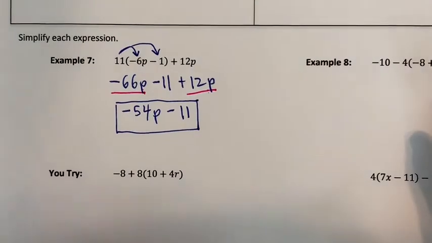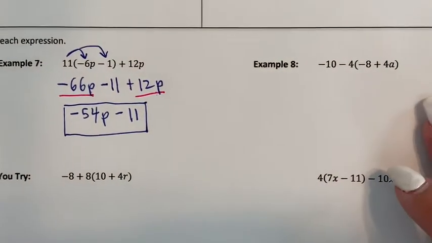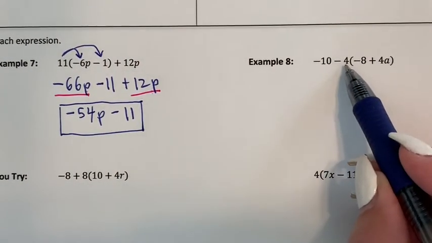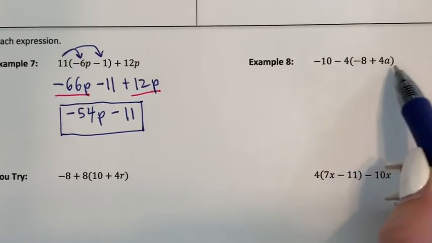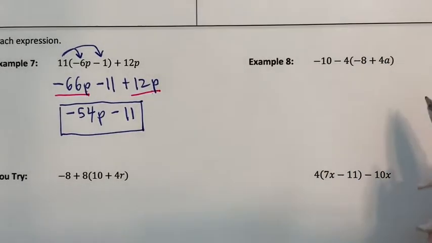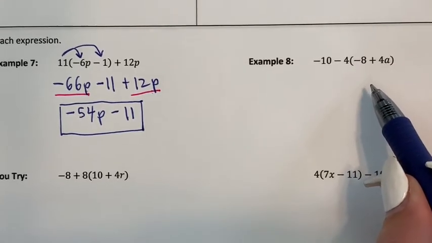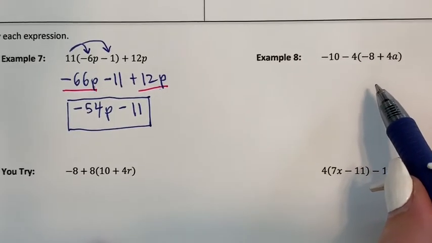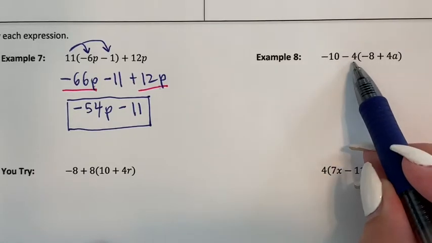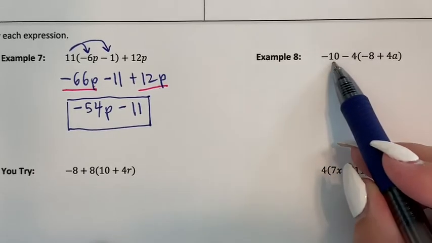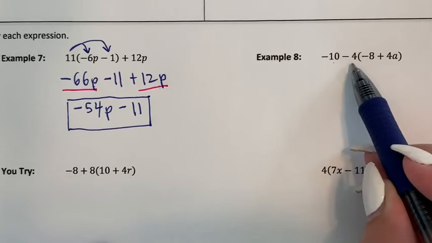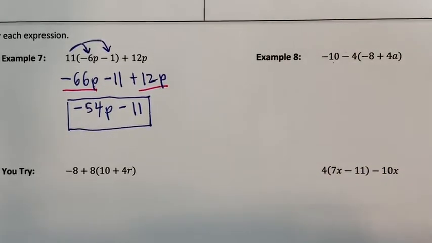All right, last example for today, example 8. This reads -10 minus 4 times some stuff in parentheses. And I picked this example for a reason. This is a tricky one. Very common mistake is that students will do -10 minus 4 to get -14. They'll combine those before doing skill number 1. Skill number 1 is distributive property.